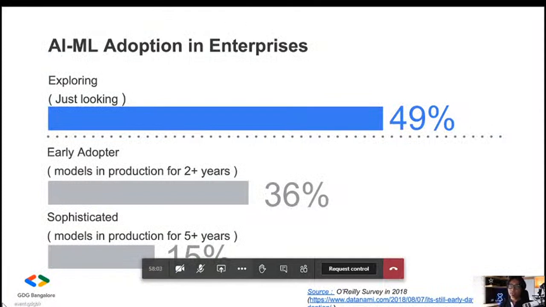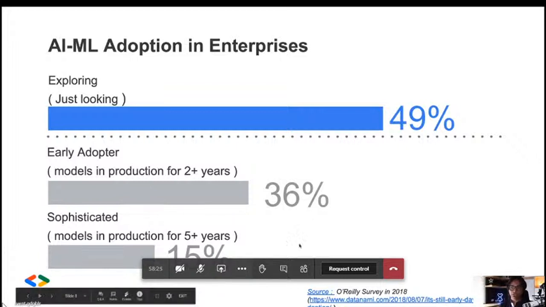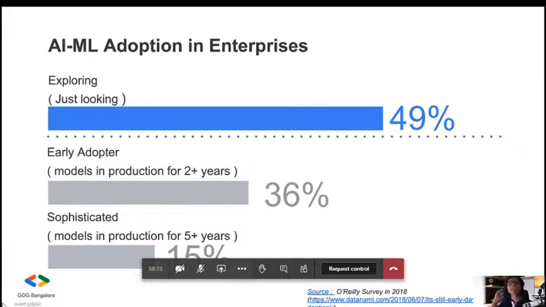This is just a survey done by O'Reilly in the last couple of years. Here they asked respondents how much adoption there is in their enterprise. If you see the results, only 15% of respondents said they have been using models in production for 5+ years, and almost 50% are simply exploring. What that means is they are building some POCs. They think, okay, this is great and this might help, but they are not able to leverage the full potential of AI/ML.